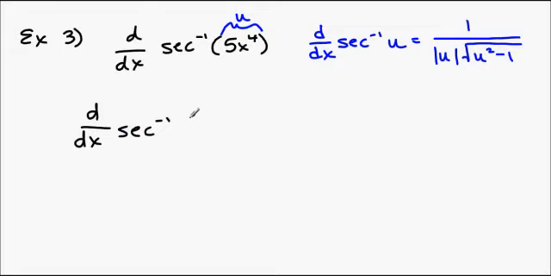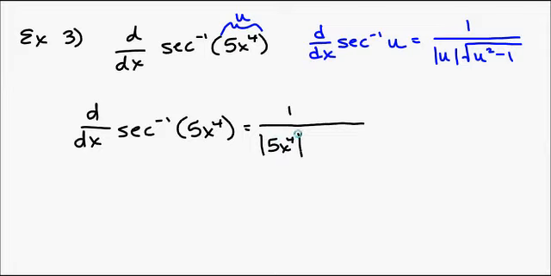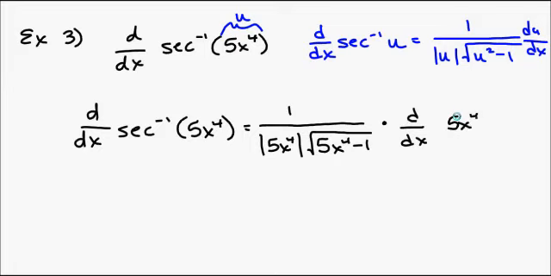So d dx arc secant 5x to the fourth equals, okay, 1 divided by absolute value of 5x to the fourth times the square root of 5x to the fourth minus 1. Oh, and I forgot to include on here du dx. Okay, so times d dx of 5x to the fourth.